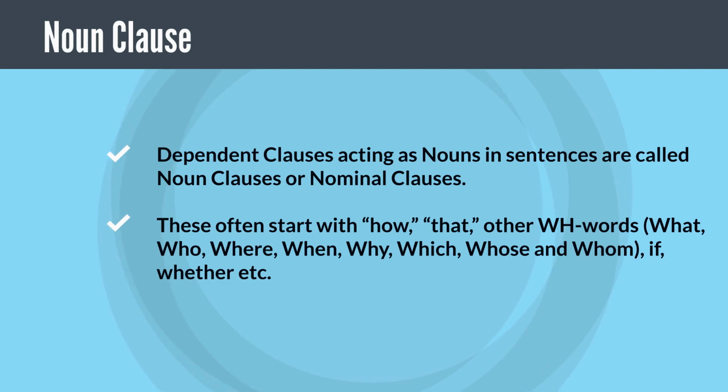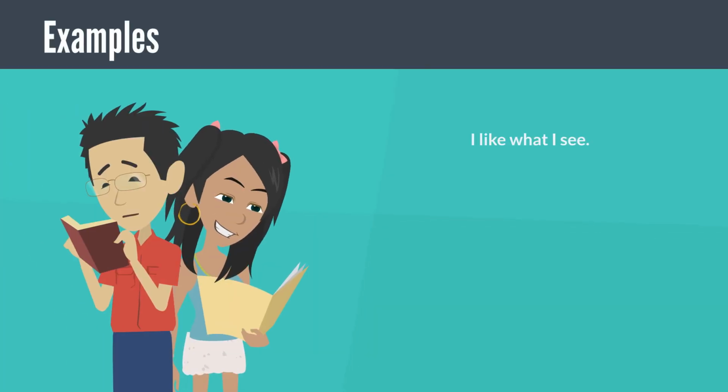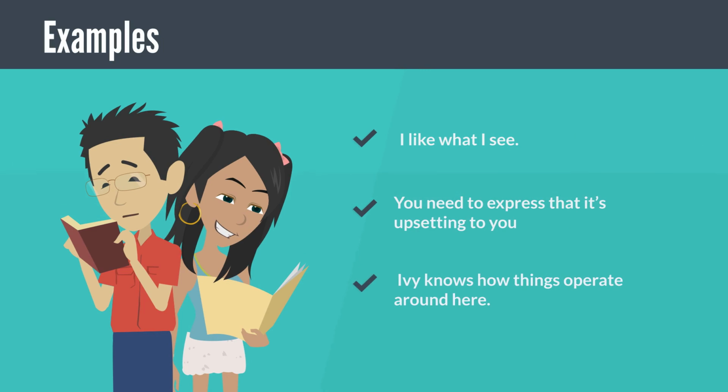Noun clause. Dependent clauses acting as nouns in sentences are called noun clauses or nominal clauses. These often start with how, that, other WH words, what, who, where, when, why, which, whose and whom, if, whether, etc. Examples: I like what I see. You need to express that it's upsetting to you. Ivy knows how things operate around here.